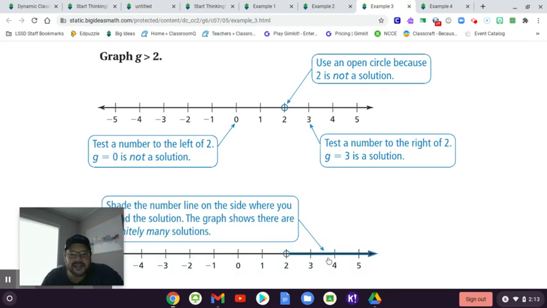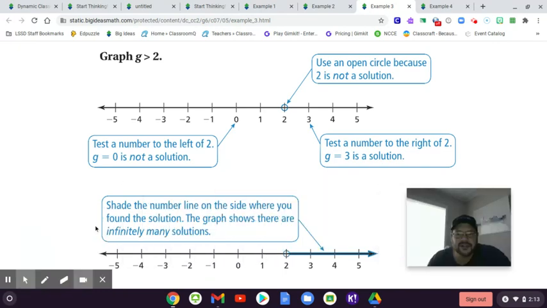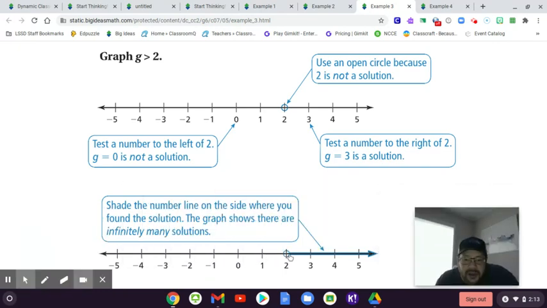Well, oh, there it is. You'll shade it in nice and dark, everything to the right of 2, because it shows you that x could be 2.1 or 2.5 or 2.9 or 3 or 4 or 5 or anything bigger than 2. Open circle if it's a greater than or less than sign, because it means it cannot equal that number.